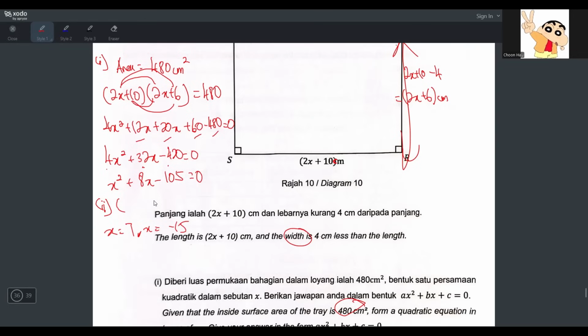And then don't forget here you have to write bracket equals 0. Okay, the 7 you have to pindah balik jadi x minus 7. Negative 15 pindah balik jadi x plus 15. So it's like that. Okay.